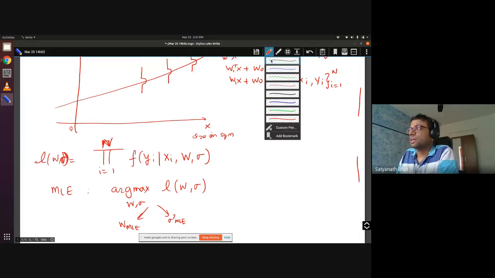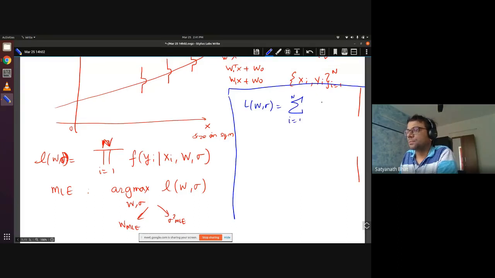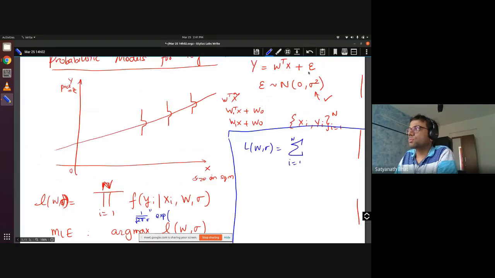Let me use a different color. It's been red for long. So let's take log. So L of W, sigma is summation i equal to 1 to n. Okay, and we know what this is, right? So let me write this. This is equal to 1 over square root 2 pi sigma e power. If you see, it is W transpose x plus epsilon.